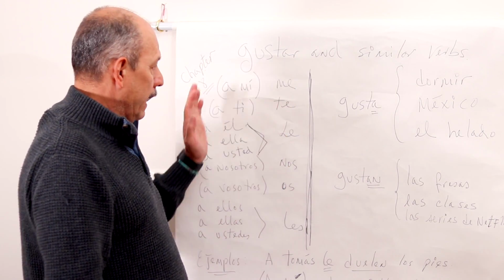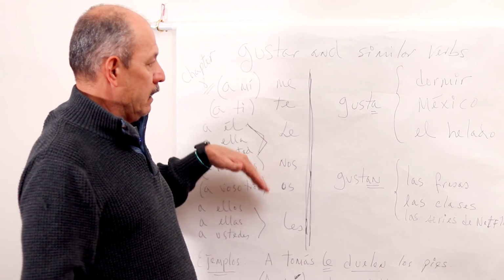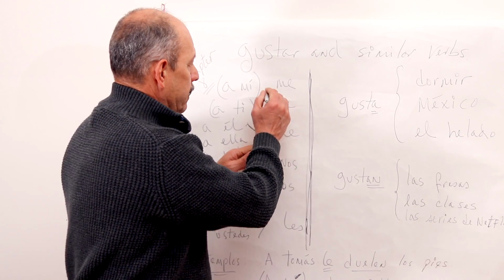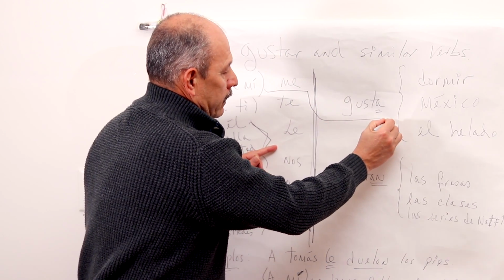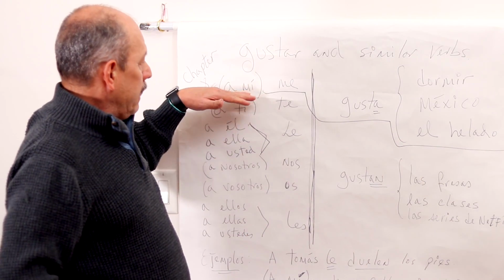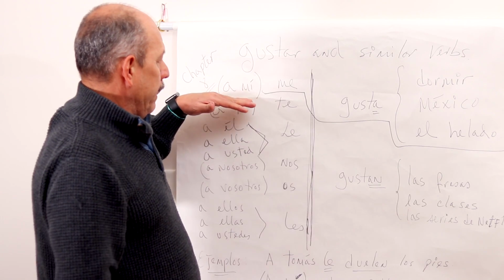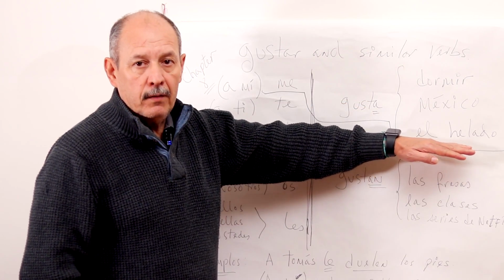I hope that you get the idea through this line, right? These two things are related. So you can make a sentence choosing this person here, going to this conjugation, and going this way. A mí, if you want to keep that thing in parentheses, me gusta el helado, right?